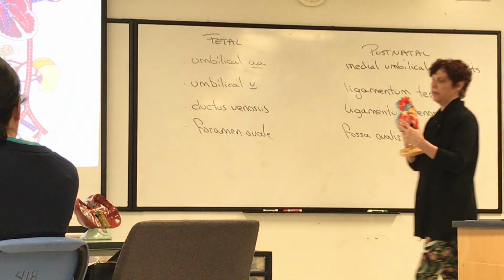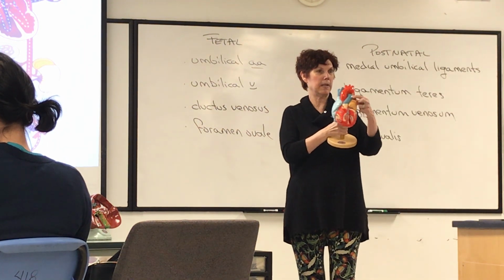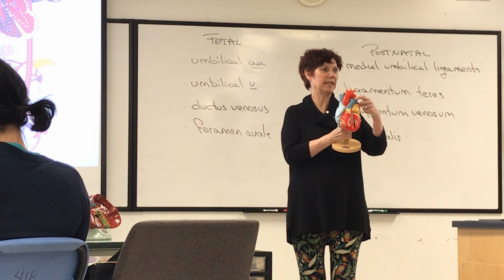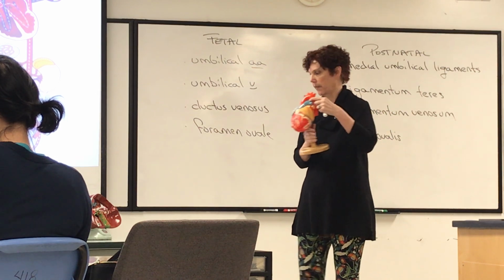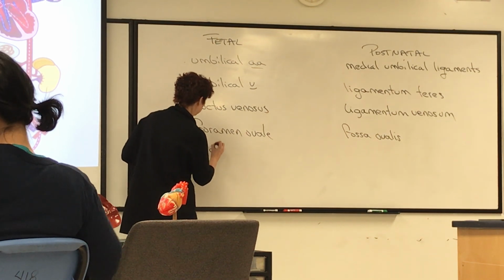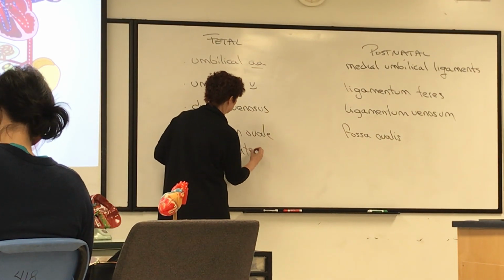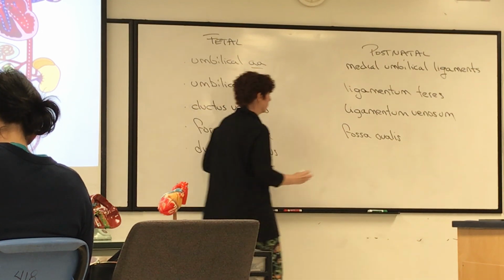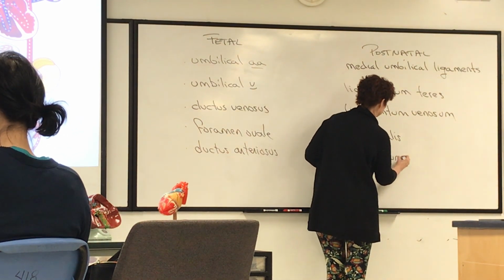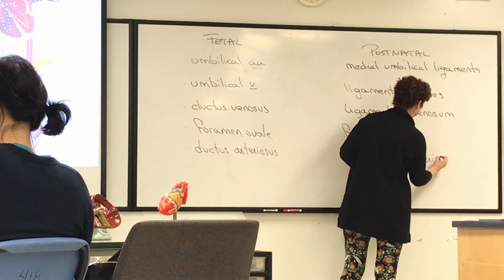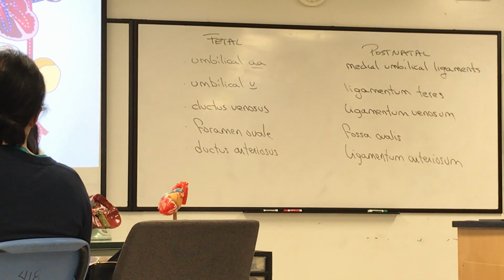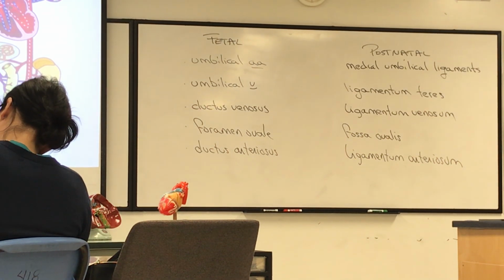All right, then the last structure, the ductus arteriosus between the left pulmonary artery and the arch of the aorta, closes and is called the ligamentum arteriosum. Okay, so that would be right there. Fetal structures, and then what we call them after they've closed and they're no longer functional.